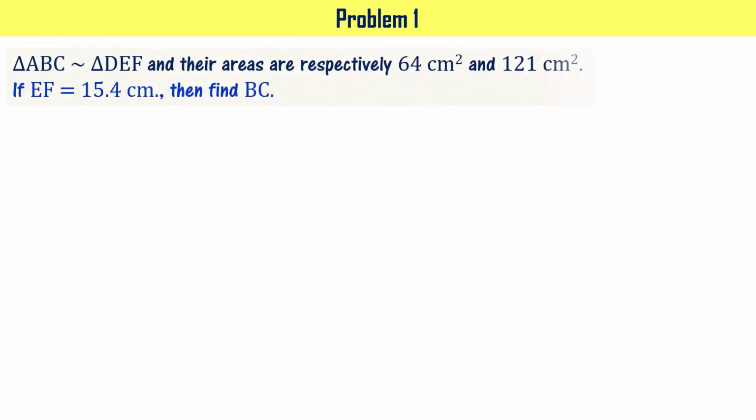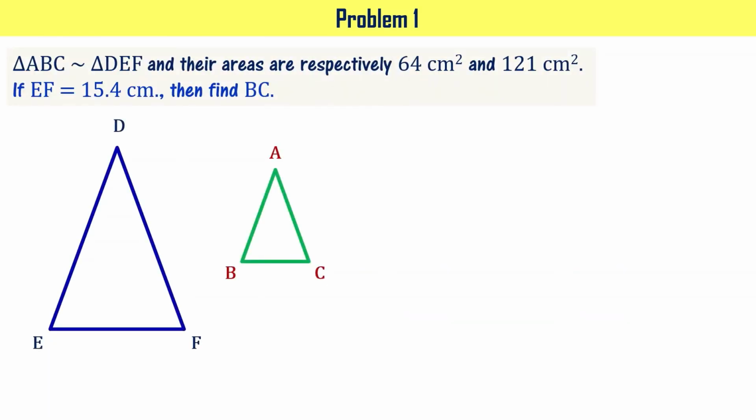Let's solve some problems based on this concept. Triangle ABC is similar to triangle DEF and their areas are respectively 64 centimeter square and 121 centimeter square. If EF equal to 15.4 centimeters, then find BC. This is the question given.